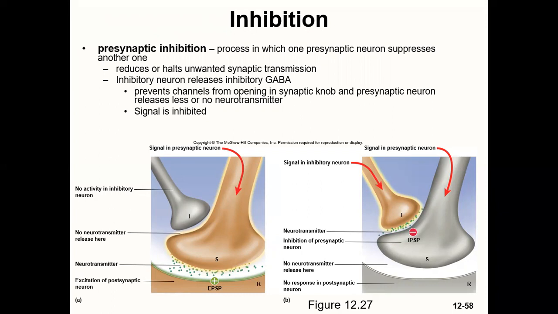An inhibitory neuron will release inhibitory GABA. This will prevent channels from opening in the synaptic knob, and the presynaptic neuron releases less or no neurotransmitter. Therefore, the signal is inhibited. And that's how this type of synapse really works.